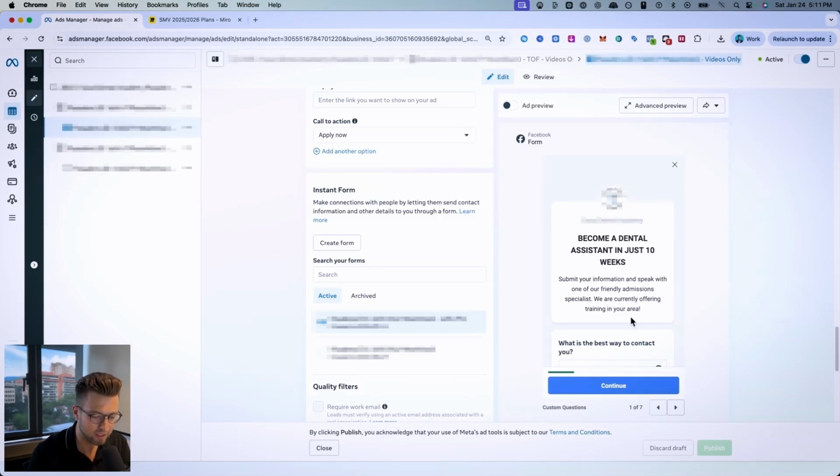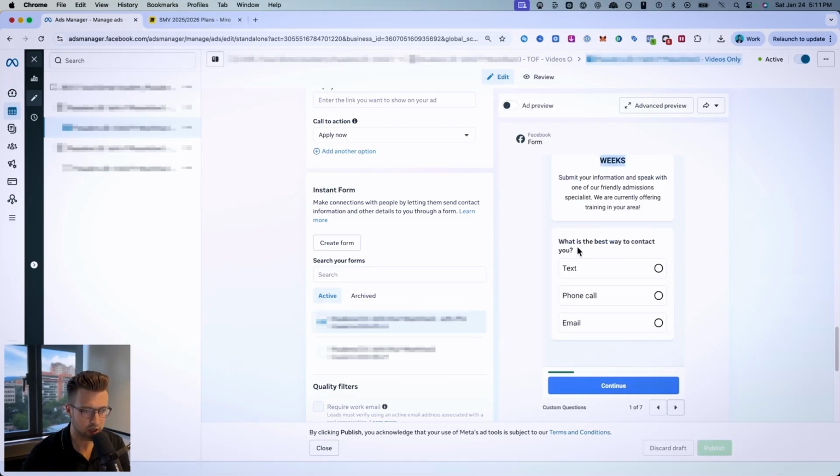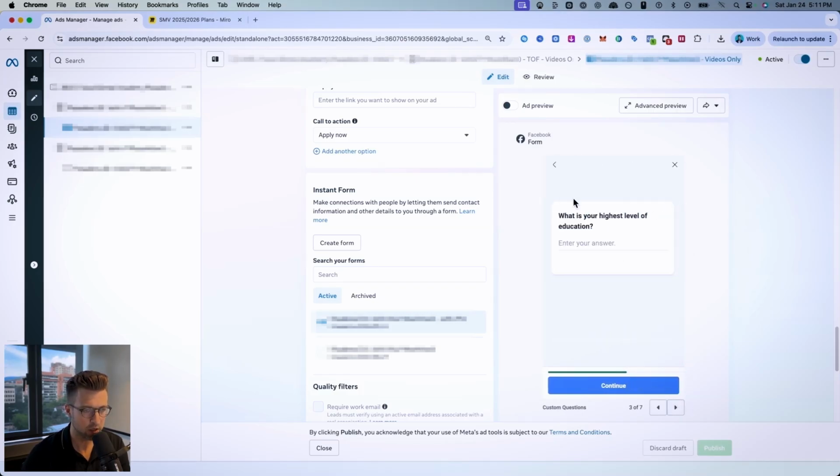Now, this is a very elegant, simple way to capture leads from Meta. It keeps people on the platform. Essentially, Meta generates a miniature landing page on Facebook or Instagram for the user to fill out. So in this case, become a dental assistant in just 10 weeks. We first of all ask them the best way to contact them, text, phone, or email. Why do they want to become a dental assistant? Highest education, basic contact info.